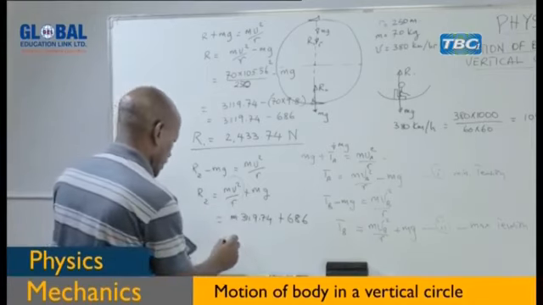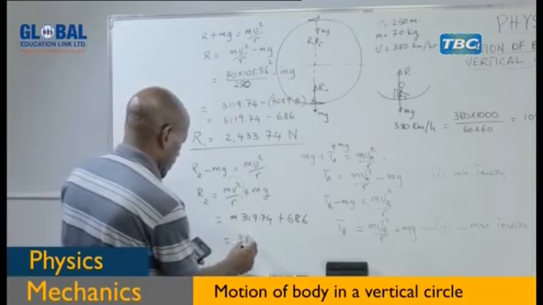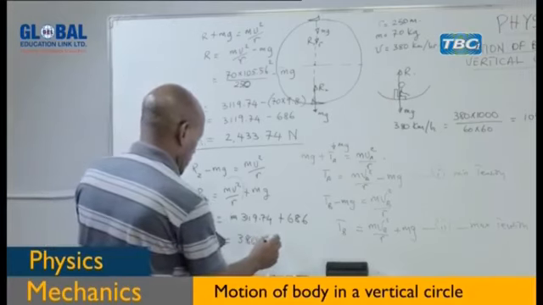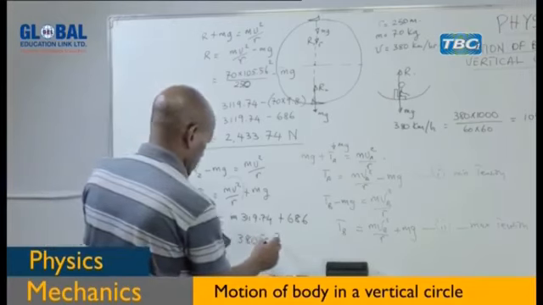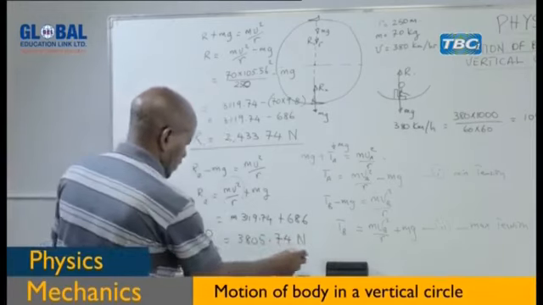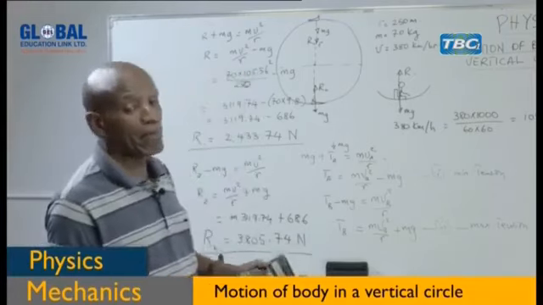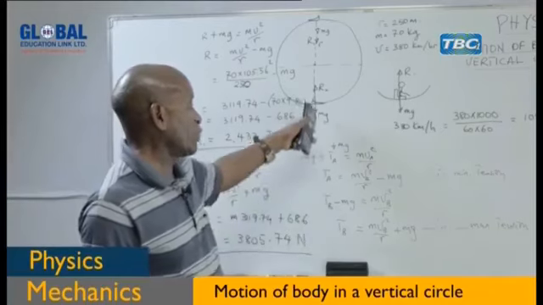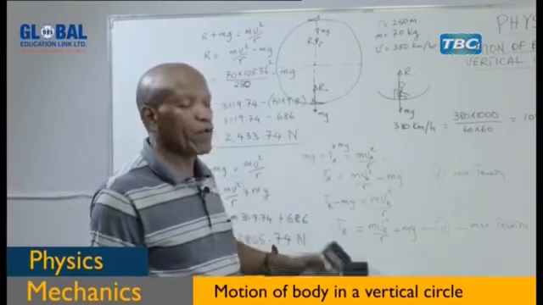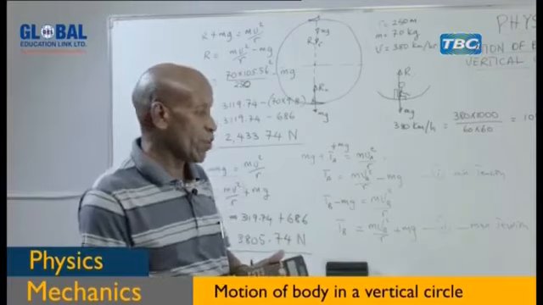3,805.74. So this is the reaction a pilot will feel whenever his plane is flying at the lowest point of that particular circular loop, with the condition given in that particular question.